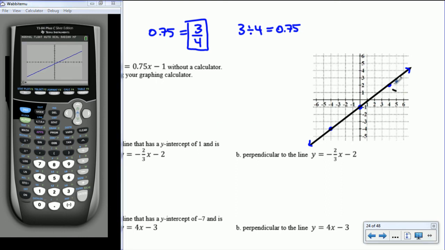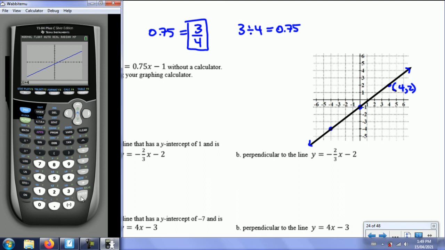This should cross through 4, 2. So when x is 4, y is 2. So x is 4. Okay, good. 4, 2. Great.